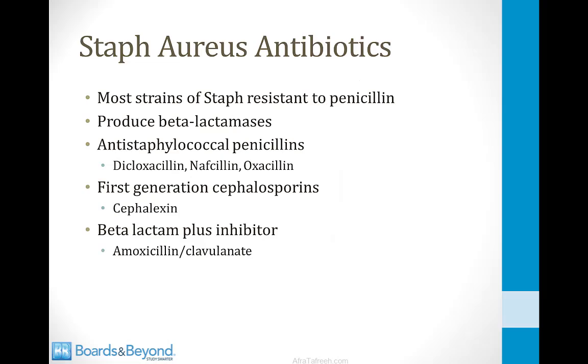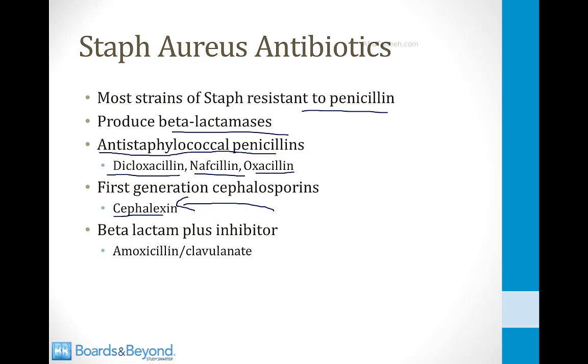You need to know that most strains of staph are resistant to penicillin, and this is because staph often produces beta-lactamases, which are enzymes that inactivate penicillin. So options to cover Staph aureus include anti-staphylococcal penicillins. These are beta-lactam drugs that have been modified so that they can work in Staph aureus, and these include drugs like dicloxacillin, nafcillin, and oxacillin. You also can choose first-generation cephalosporins. These work very well, especially the drug cephalexin, and in fact cephalexin is often given to patients with staph skin infections to treat the bacteria.